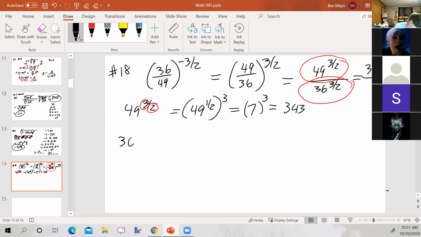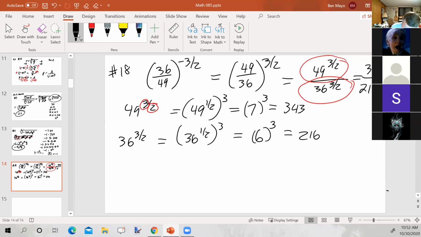I've got 36 to the 3/2 power. Again, I'm going to do the root and then the power. 36 to the 1/2 power is 6. And 6 cubed is 216. So you've got that answer.